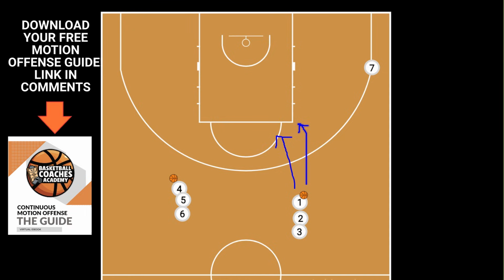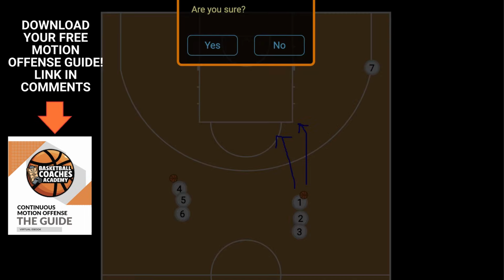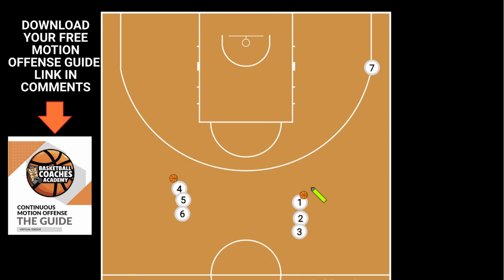Okay, we attack the paint, we force the defense to collapse off of our penetration, and that is how we get the ball moving on a 5-out motion offense. We want to enforce those principles. So number 1 is going to cut hard to the key, right? They want to get as close to a paint touch as possible.